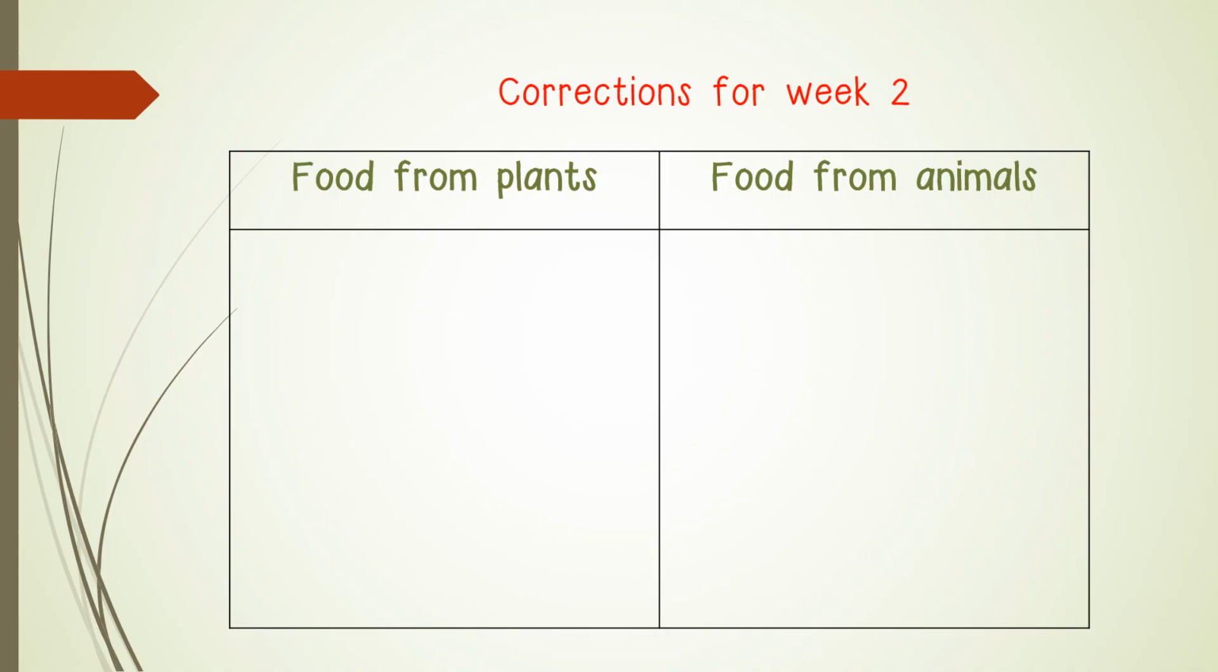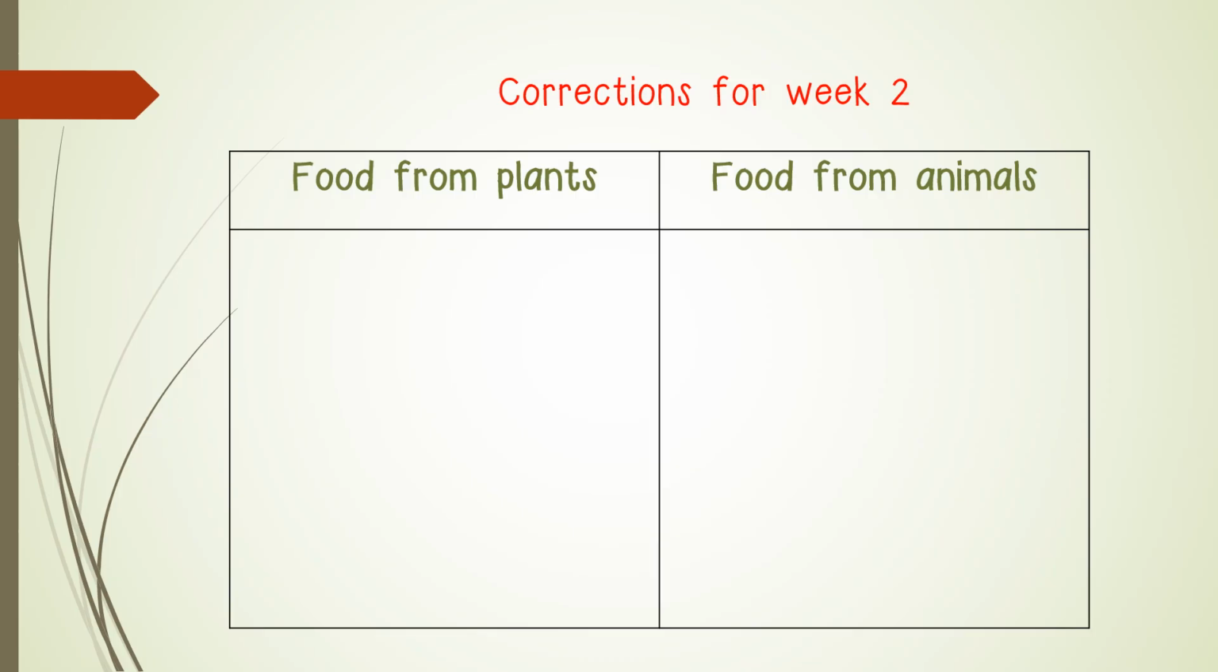For example, if you put the cheese picture in the plants column instead of the animal column, all you have to do is put a cross next to the picture of the cheese, and in your animals column, you will write in pencil cheese. Okay, let's get started.